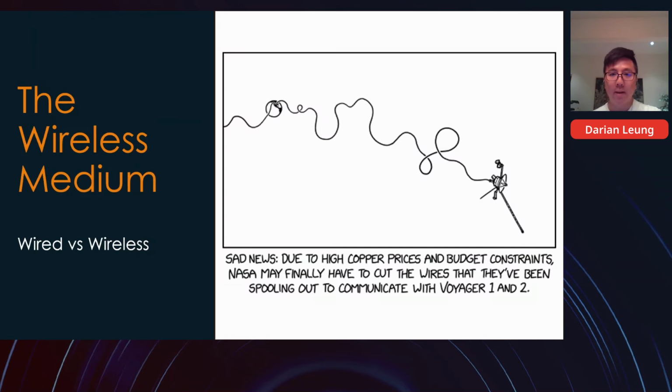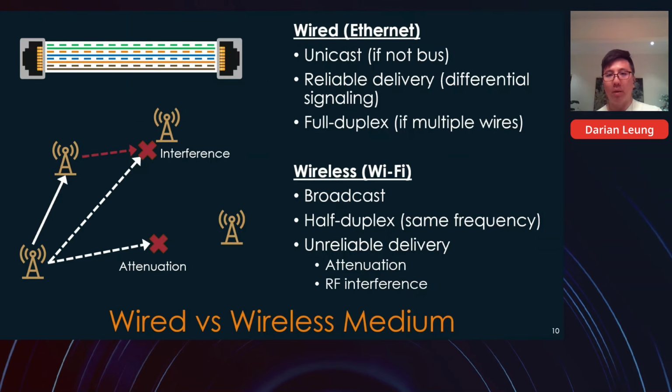Now that we know what Wi-Fi is, let's briefly look at the differences between wired and wireless LANs, and what are some of the benefits of going wireless. Given that we're talking about LANs, let's use Ethernet and Wi-Fi as examples. Firstly, the wired medium can be a unicast. This means when a node transmits a signal down the cable, only the node connected to the other end of the cable receives the signal. Secondly, signal delivery in wired mediums is reliable, meaning if a signal gets sent down the cable, we're relatively certain that it gets received correctly at the other end.